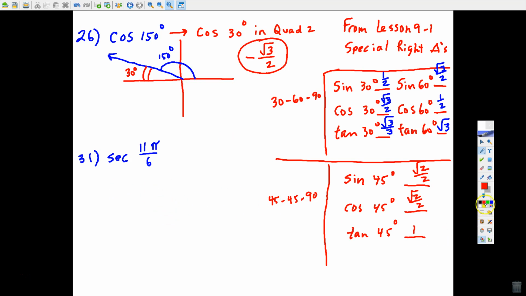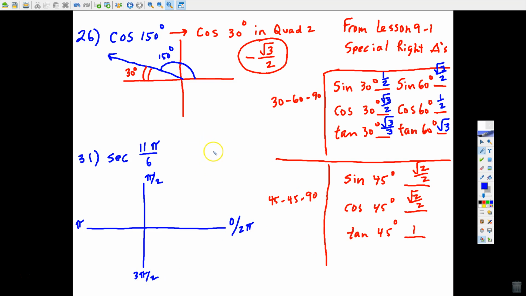Okay, so let's do another one. Secant 11 pi over 6. So let me just draw a little sketch. And we're going in a positive direction. So here's pi over 2. Of course, we start at 0. Pi over 2, pi, 3 pi over 2, and then all the way back around we're at 2 pi.